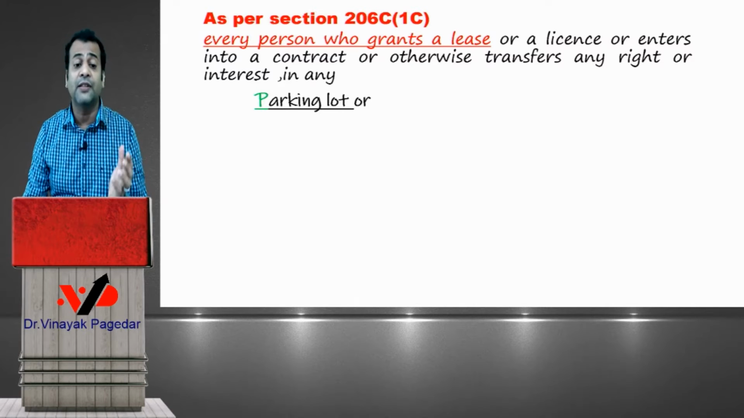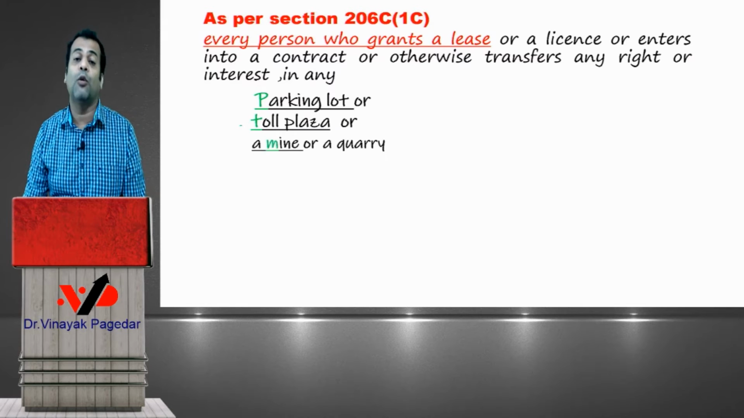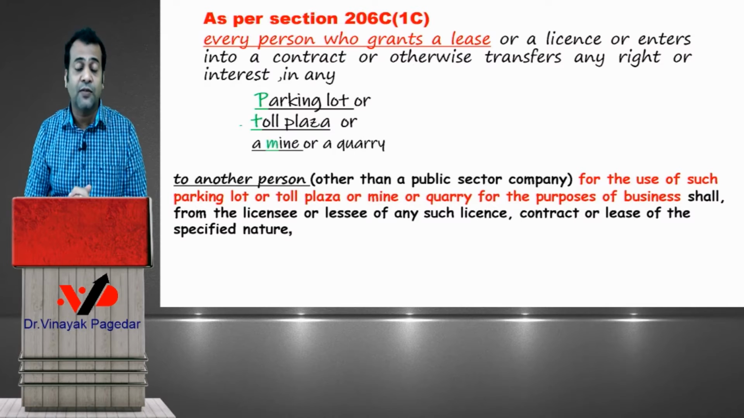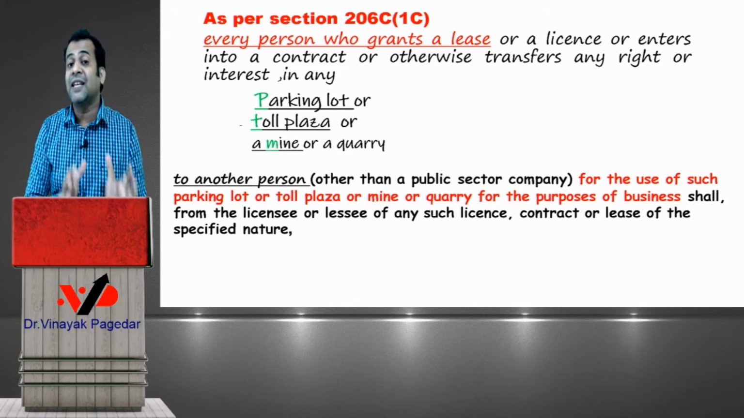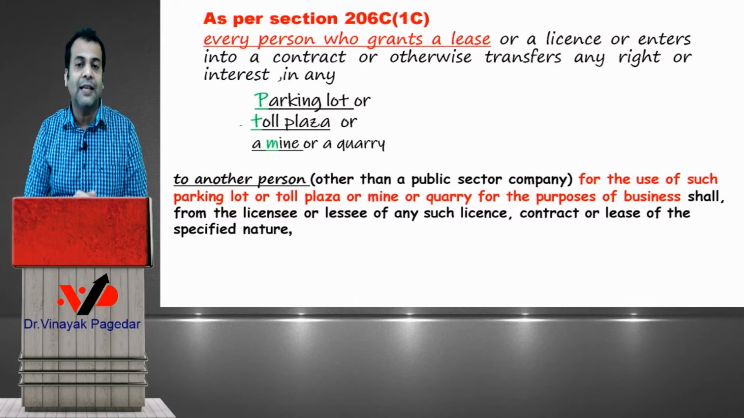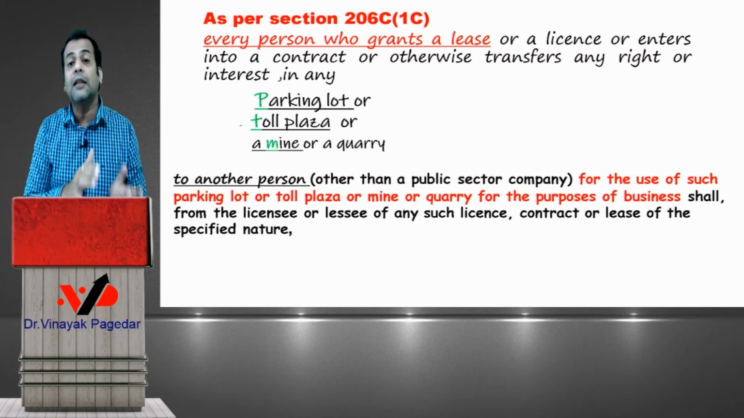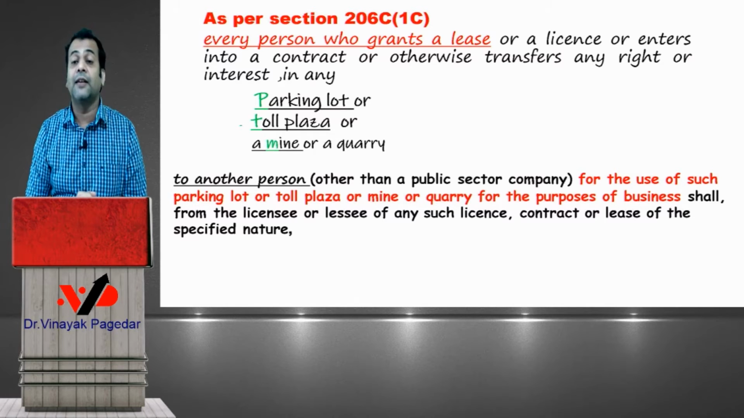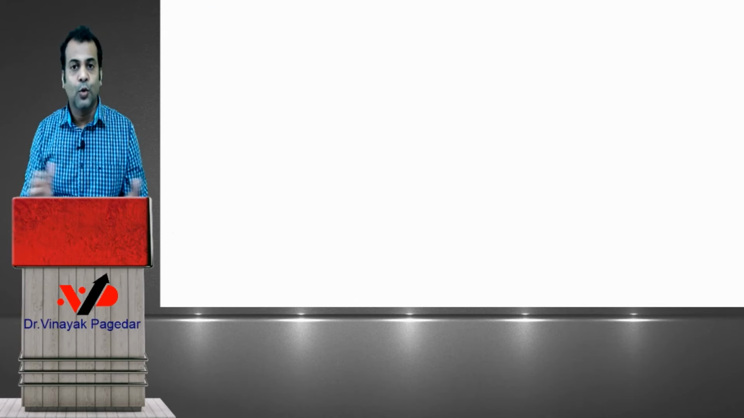Any right or interest in a parking lot, a toll plaza, or a mine or quarry, and these people will collect TCS from the lessee. Remember, public sector companies are exempt lessees. From them TCS will not be collected, but from any person other than a public sector company, TCS will be collected at the rate of 2%. So let us see a visual illustration of the same.